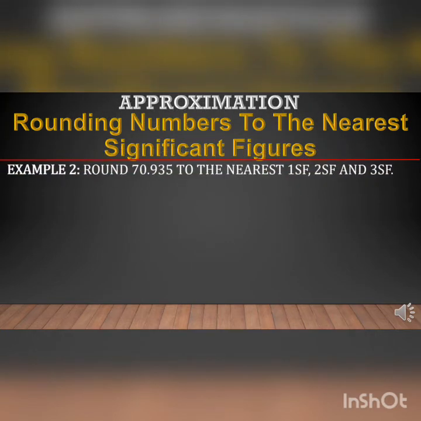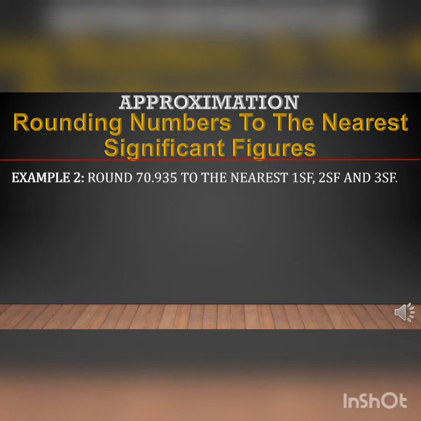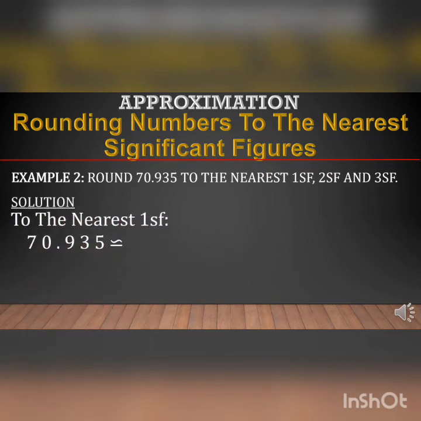Example 2. Round 70.935 to the nearest 1, 2 and 3 significant figures. Let's start with rounding to the nearest 1 significant figure. To do this, we have to check for our first non-zero digit, which is 7 in this case. So our line will come right after 7. Next step, we check the number after the line. We have 0, which means we'll be rounding down because 0 is less than 4. And to round down, we'll be adding plus 0 to the number at the required position. So we're having 7 plus 0 is 7.